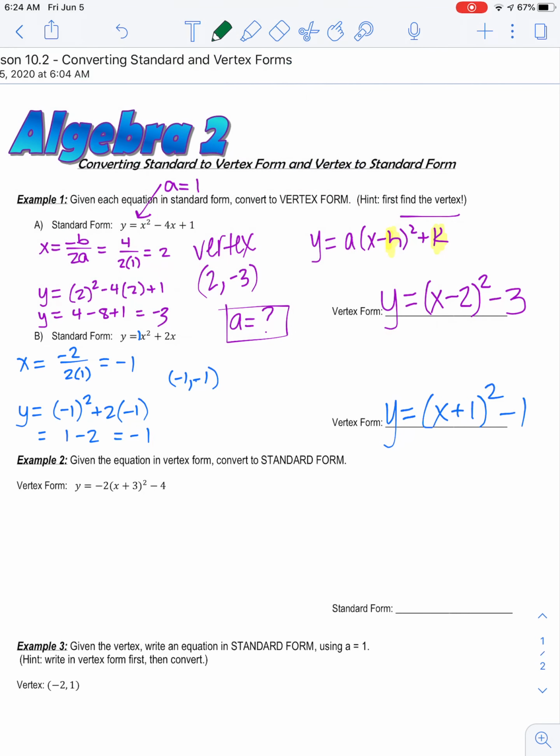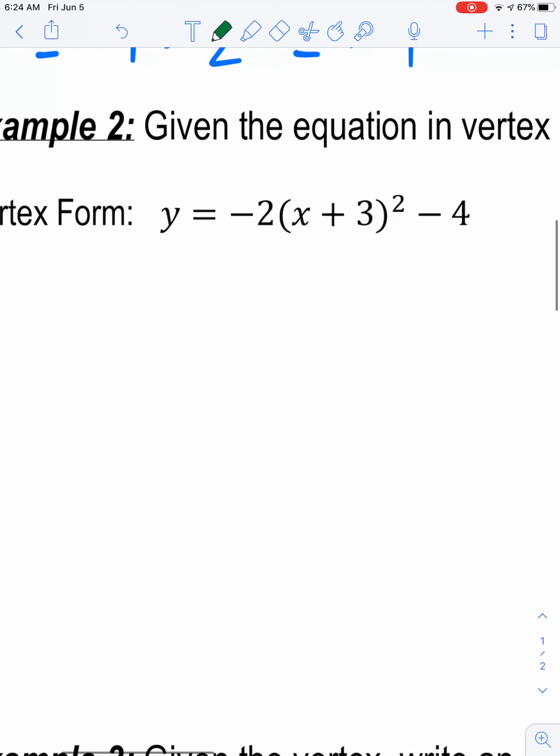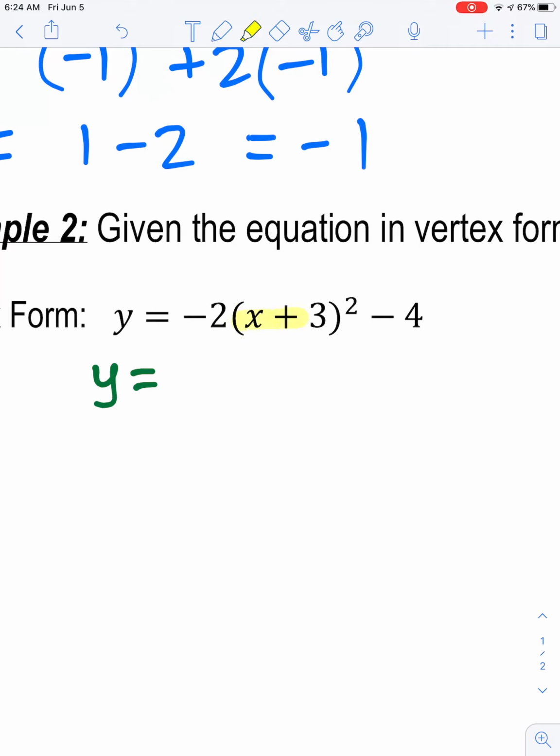In our next example, the directions say, given the equation in vertex form, convert to standard form. All we're doing here is some algebra. We're going to FOIL by squaring a binomial. We're going to use the distributive property. We're going to combine like terms. All right, so once again, we have vertex form here. The a is -2, the h is -3, and the k is -4. The first thing I want to do is look at this x plus 3 squared. I'm not going to do anything with that -2 yet, and I'm not going to do anything with that -4 at the end yet.